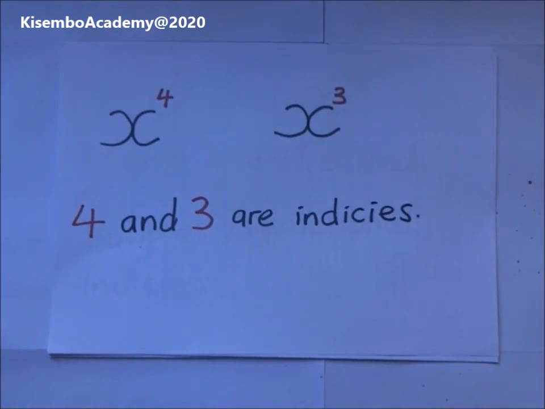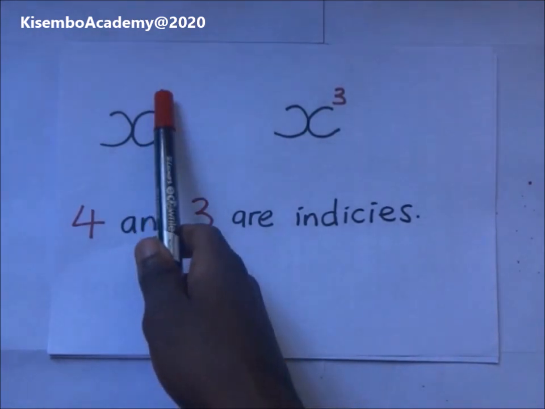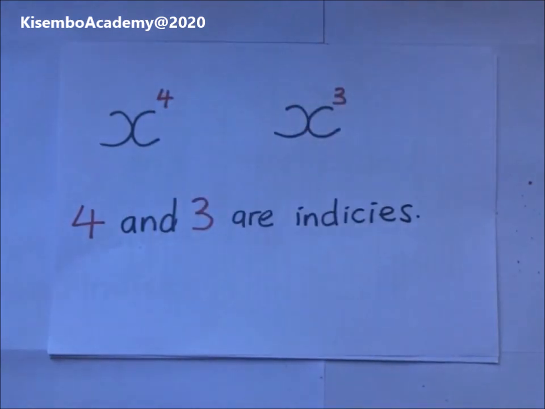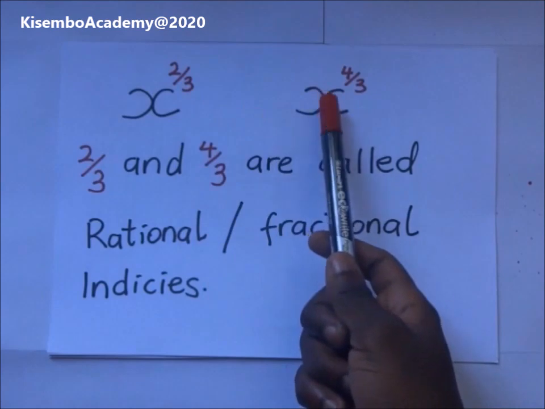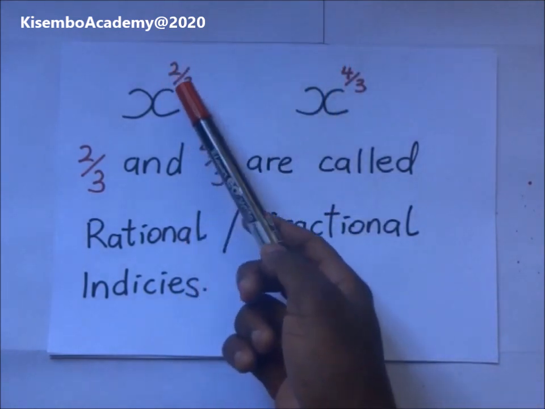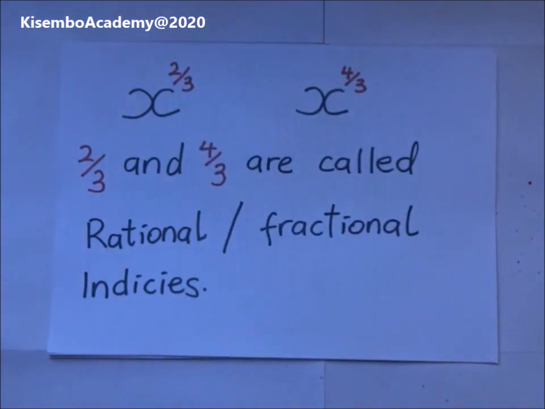In x to the power 4 and x to the power 3, the 4 and 3 are indices. But fractional indices are when these 4 and 3 are taken over by fractions, like you may see here: x to the power 2 over 3 and x to the power 4 over 3. The 2 over 3 and the 4 over 3 are what we are calling rational or fractional indices.